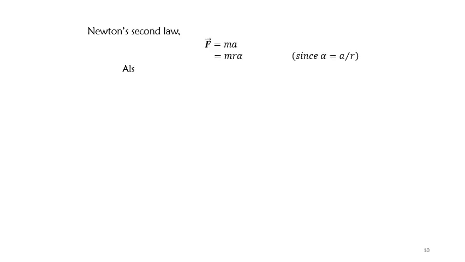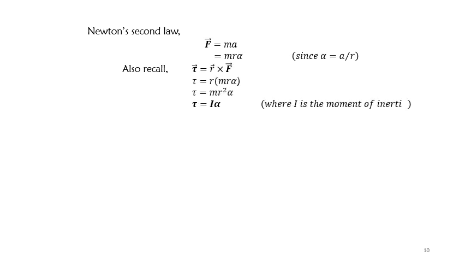Newton's second law, you know that that's Newton's second law, and recall that F is equal to ma, mass times acceleration, and our linear acceleration is a product of r and angular acceleration. So that means another expression for force is F equals m r alpha.